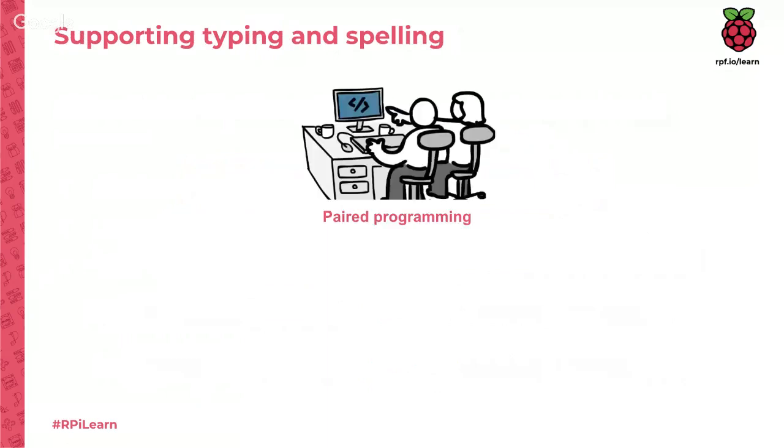So supporting typing and spelling. The first and probably one of the simplest ways of supporting this is by pairing your programmers. Having one person doing the programming and one person doing the driving at any one time, and getting those programmers to regularly swap. So one person's in the driving seat and one person is navigating the activity. And this means that your learners can support each other with those spellings.